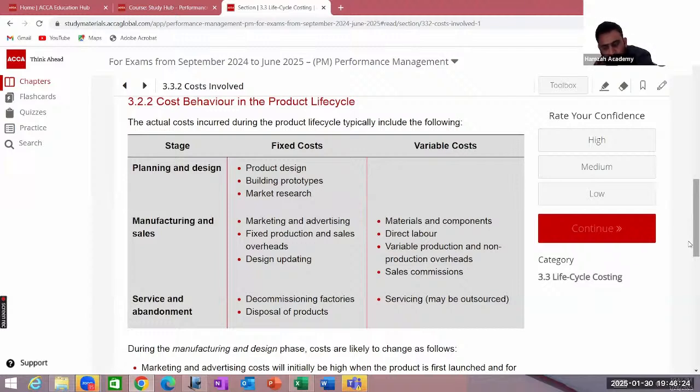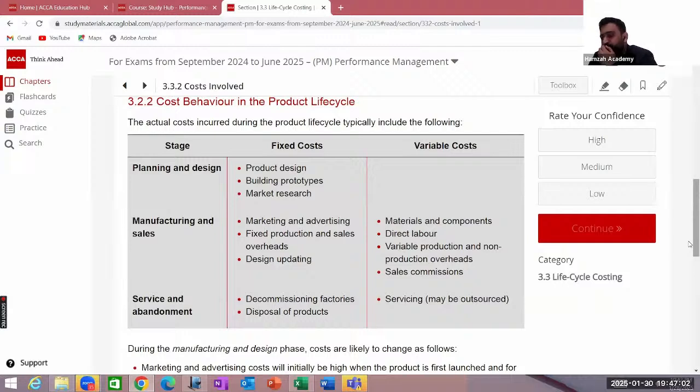And when you have sold the product, then comes service and abandonment. In that case, when you are going to abandon the product, there will be decommissioning of factory cost and disposal of product cost, which will be fixed, and service cost involved. You abandon the production. Now you're not going to manufacture that product, but the product is still in the market. Customers are continuously buying, or they have bought the product in the past. So there will be a need of providing the services. So after the abandonment of the product, you will continue to provide after sale services.